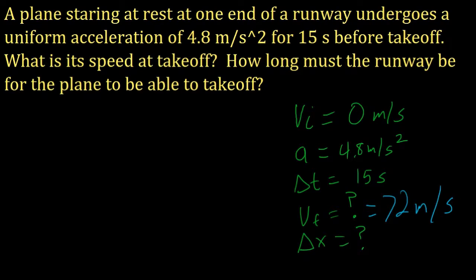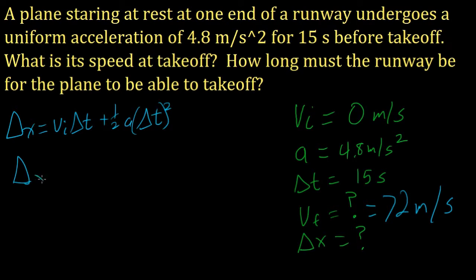Let's use the one that says delta x equals vi delta t plus 1/2 a delta t squared. And we just plug in, because we've already solved for delta x. So plugging in, delta x equals vi, which is 0. That's nice, times delta t, 15. Why is that nice? Because that's just going to cancel out, but we'll continue.